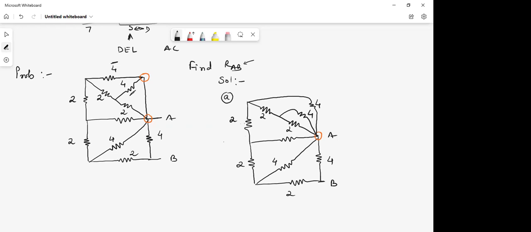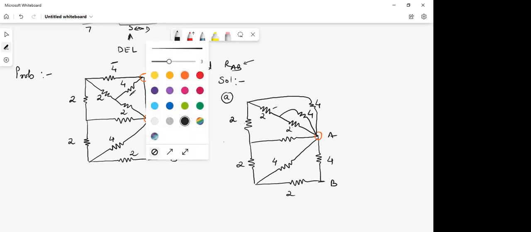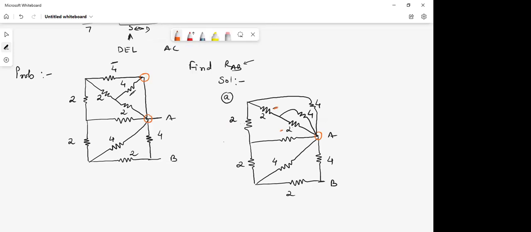Yes, see, this 4 and 2 are in parallel. This 2 and this 2 are not in parallel. This 2, just a minute. This 2 and this 2, if someone is thinking that they are in series, sorry, they are not in series. You were saying this just before, right?